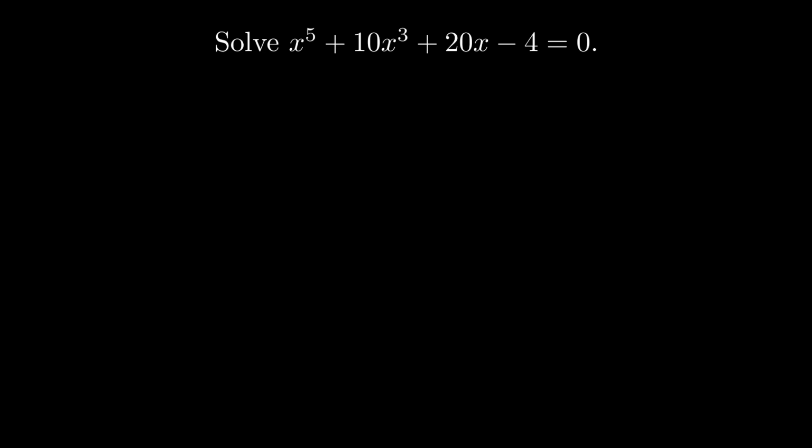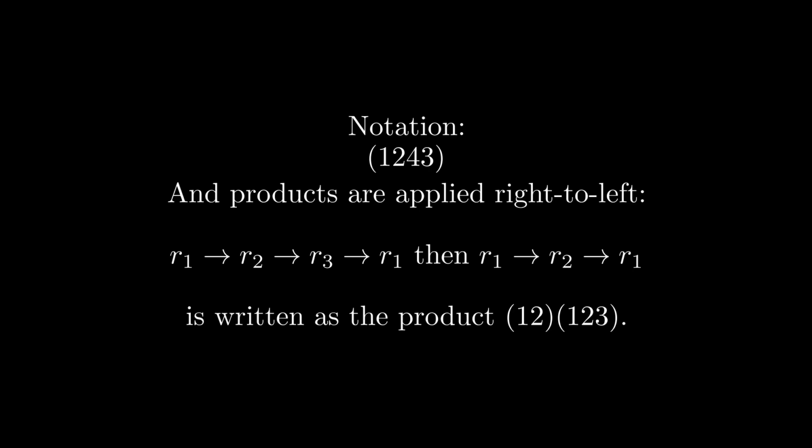Before we move on, let's standardize some long overdue notation. If we have a cycle, say this one here, instead of writing this every time, we collapse it into this much more compact form so that we can write it down easier. And since permutations are really functions that take one root to the next, we apply them right to left, because right to left is the same as inside to out. So this product is more compactly written as (1 2) then (1 2 3).